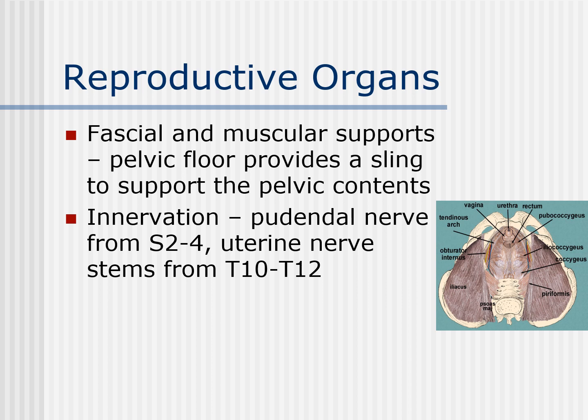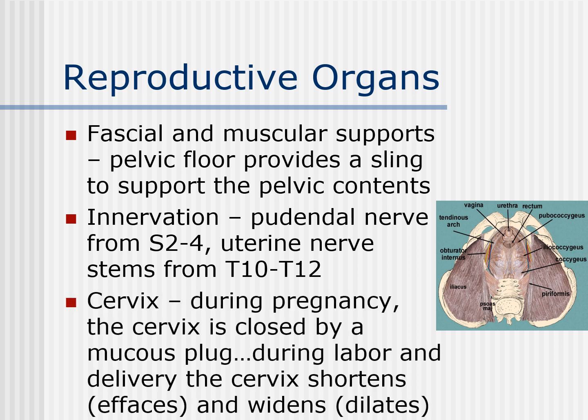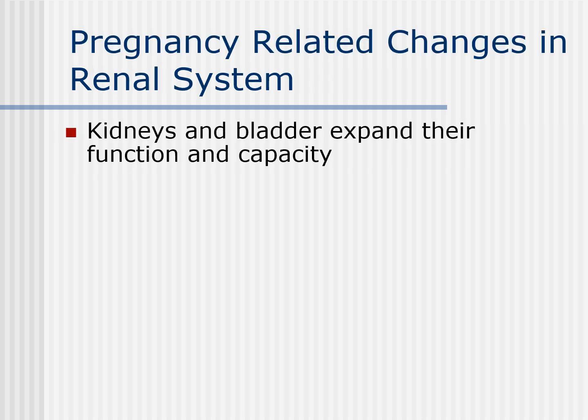The innervation is a pudendal nerve and a uterine nerve, which stems from T10 through T12. These are muscles through which the cervix extends and are, as you might imagine, significantly stretched and overstretched by the process of delivery. We'll continue reviewing Dr. Robinson's very detailed notes about changes in the urinary and renal system that accompany pregnancy.